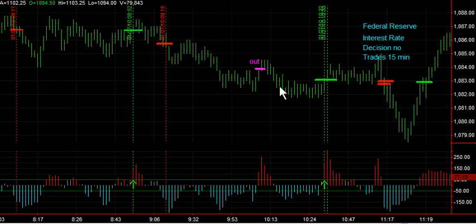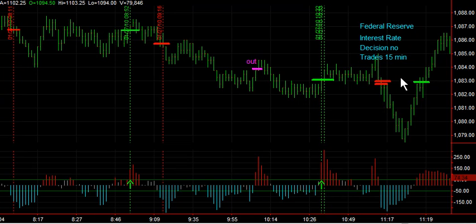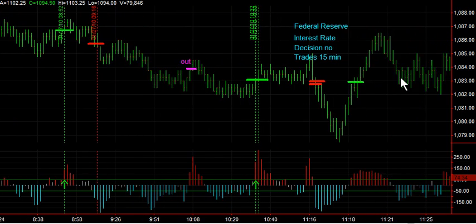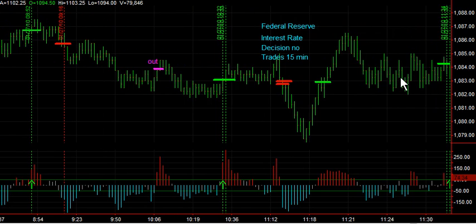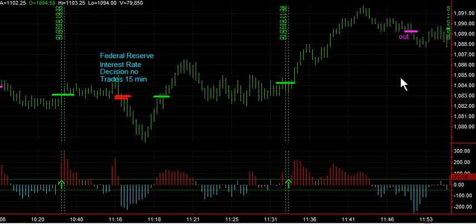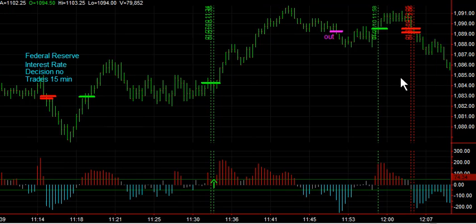Could be re-entered short right in here, and the indicator says yeah, short, could be re-entered short, but this would be a very good long, although there's no great follow through, a couple of points. This was the Federal Reserve interest rate decision. Usually it's no trading there, at least 15 minutes before and after. The rest of the signals I don't have enough time for.